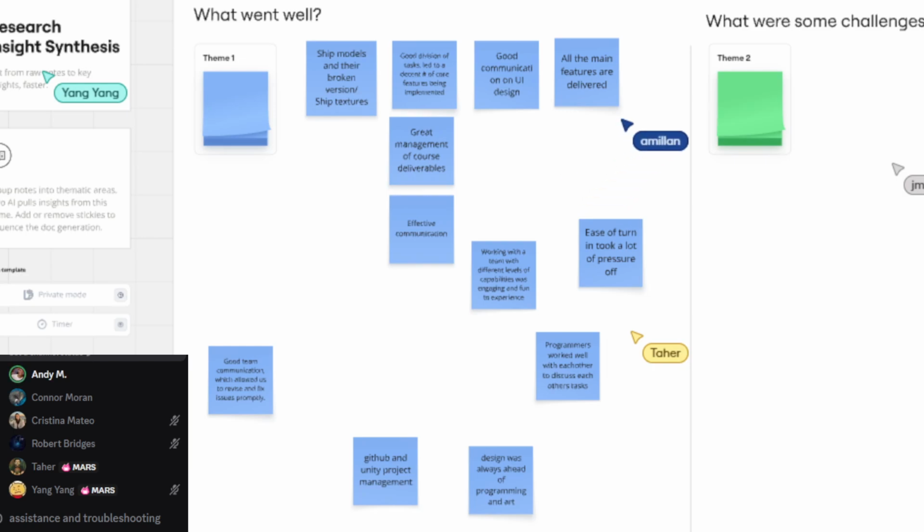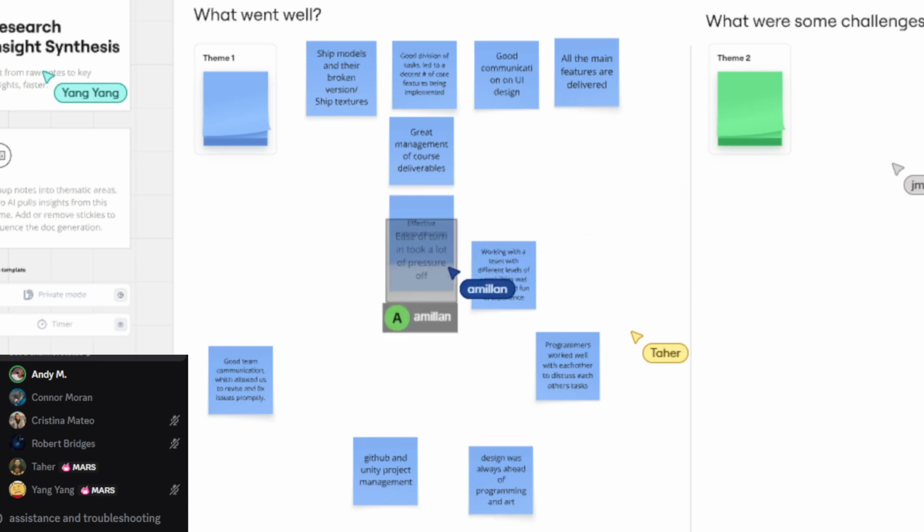The team was really cranking out some stuff. I saw a lot of team communication, especially with the programmers on getting features in. So that's always good to see. Good level of engagement. Ease of turn-in took a lot of pressure off. I think this goes along with effective communications.